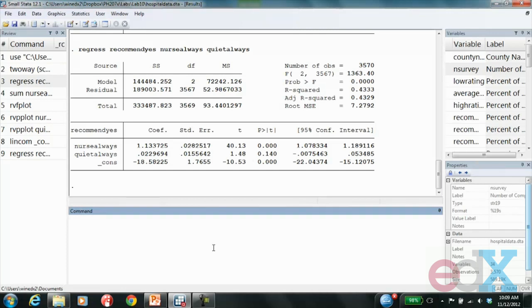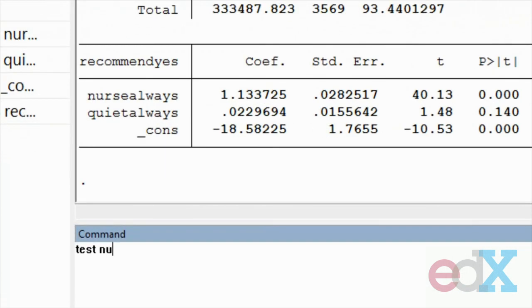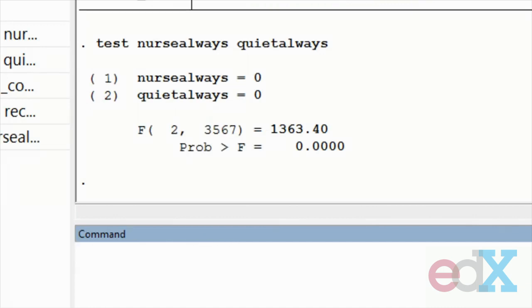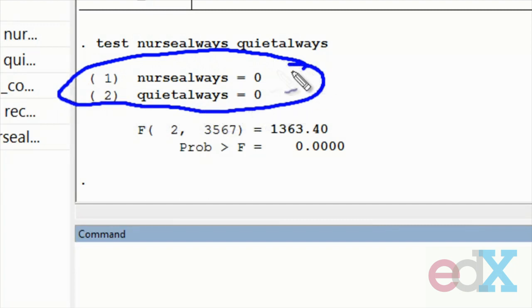So now I have to try this new command in Stata, which is called test. After I've run a regression model in Stata, I can use the test command. And I can say test nurse always and quiet always. And what that's going to do is, Stata tells you right here, it's testing the null hypothesis that both nurse always equals 0 and quiet always is equal to 0.